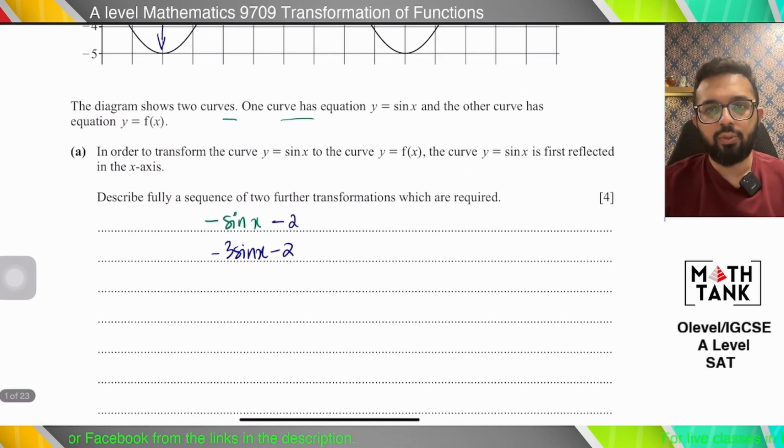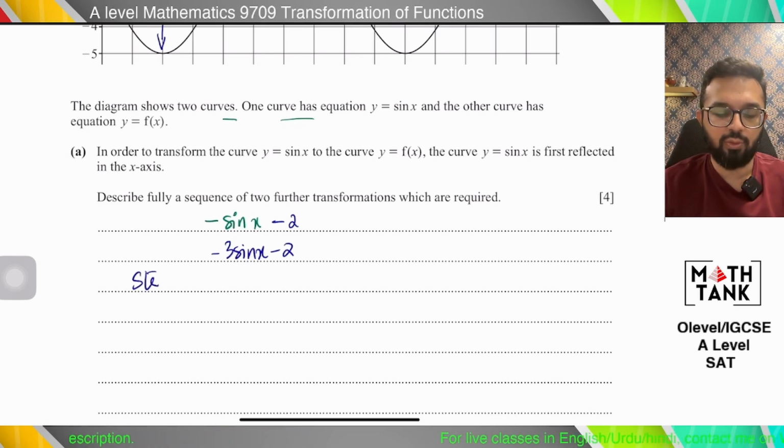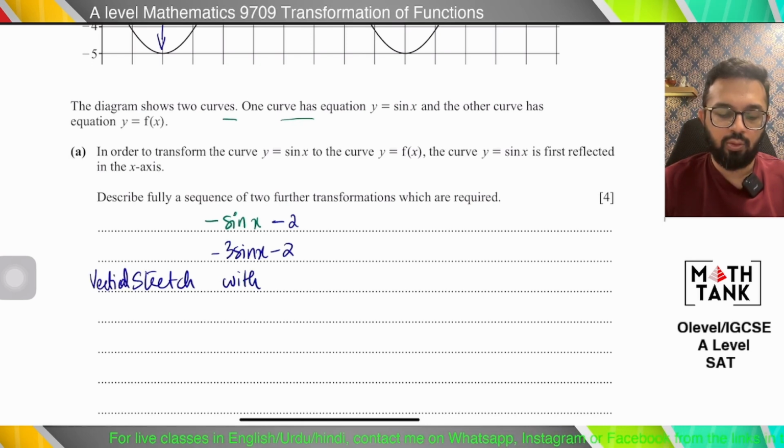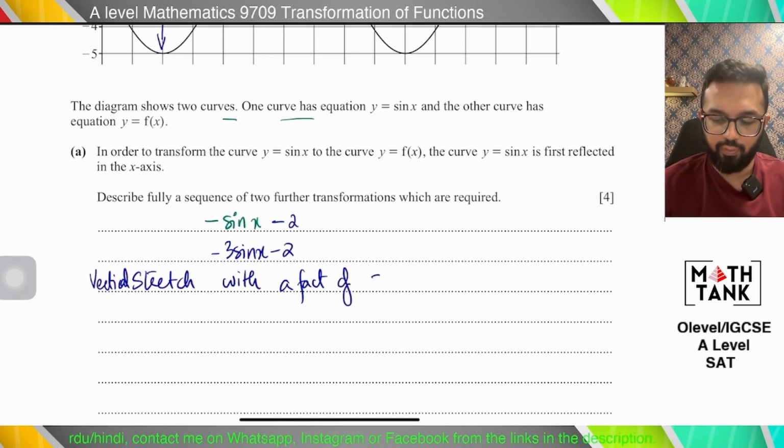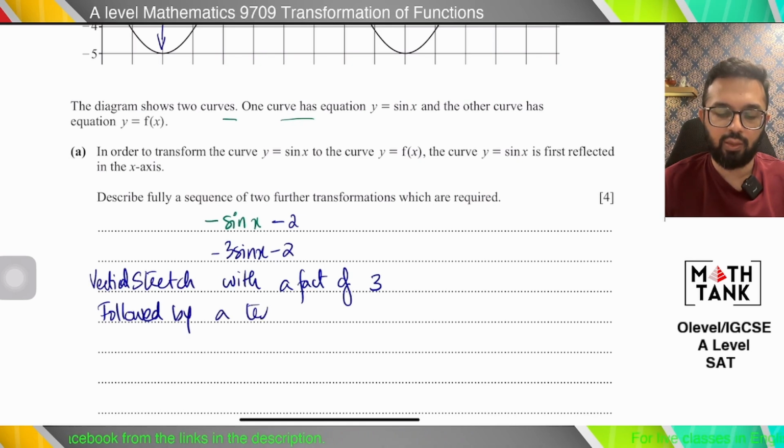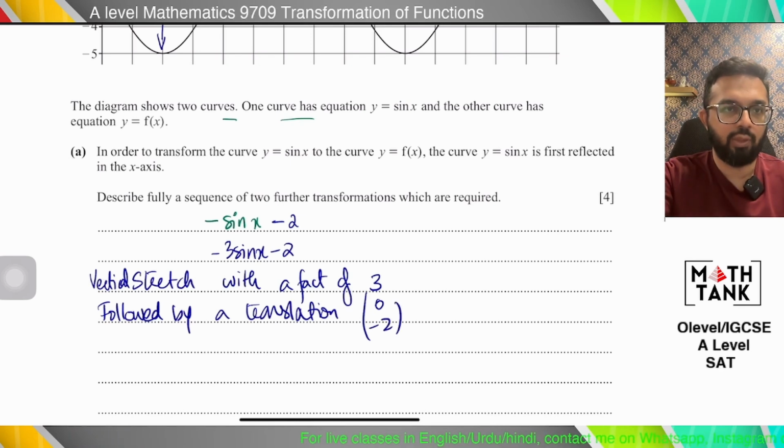You will always state the stretch first and then the translation. So it's a vertical stretch with a factor of 3 followed by a translation with vector (0, -2). Okay, let's check if we have the right answers.